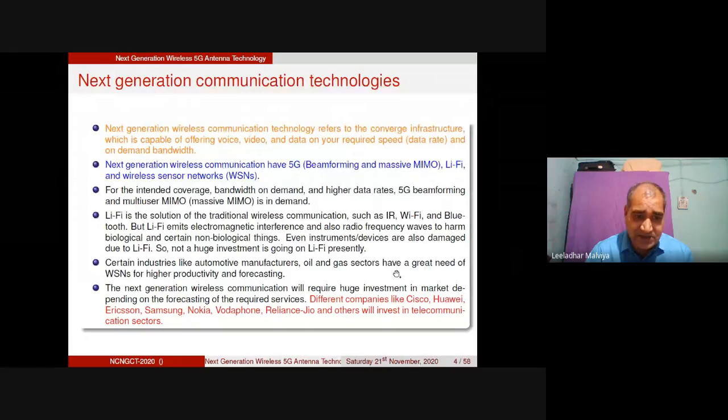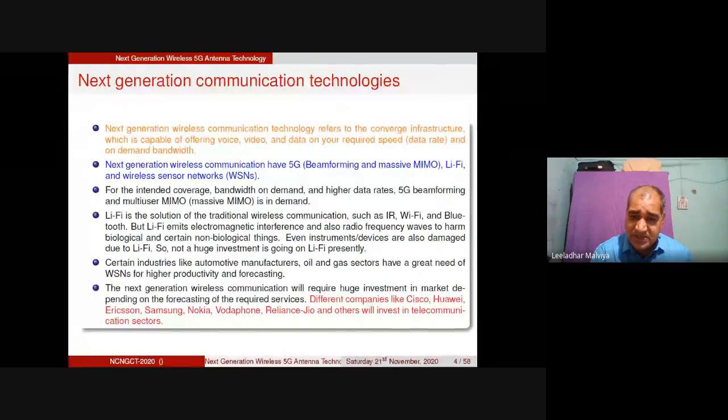Similarly, wireless sensor networks are a very big requirement in automotive manufacturing and the oil and gas sectors. Depending on forecasting, their productivity may be increased, so WSN may come into the market. Similarly, we have 5G, where beamforming is going on and massive MIMO is going on, with research and huge investment in beamforming and massive MIMO.